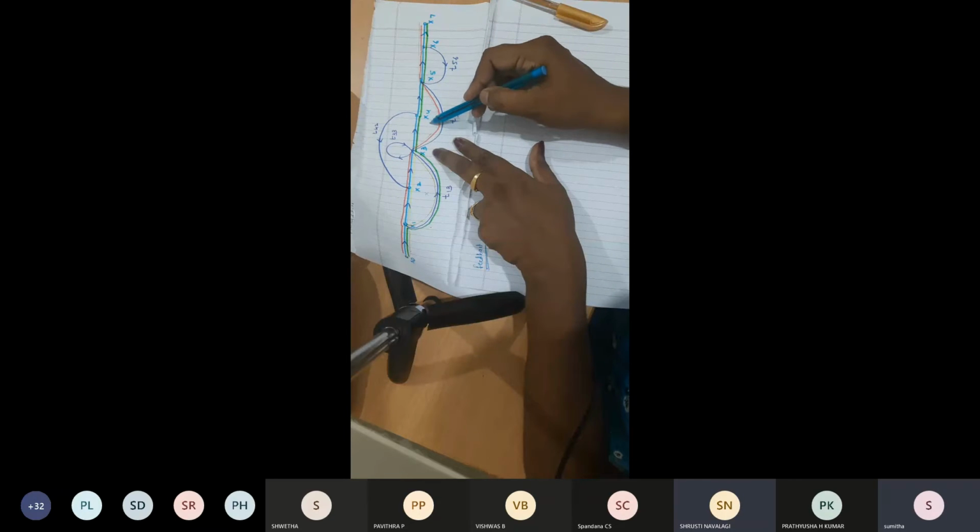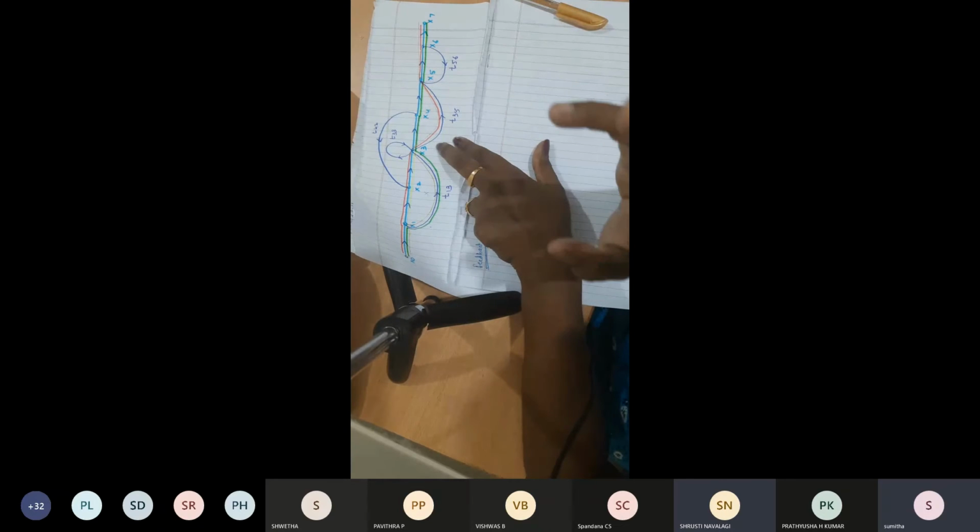Next loop: x3 to x4, x4 to x5. Then what should it do? From x5 it should come back to x3. Is it coming? No, ma'am. So that is also not a feedback loop. It looks like a loop, but it is not a feedback loop.